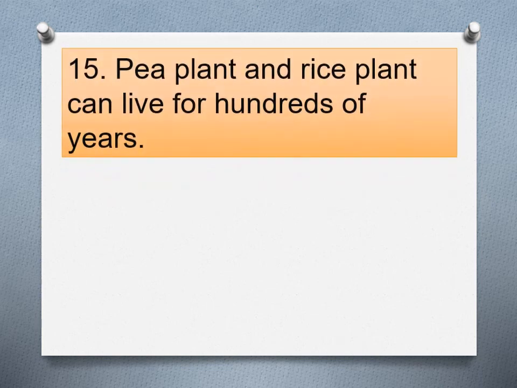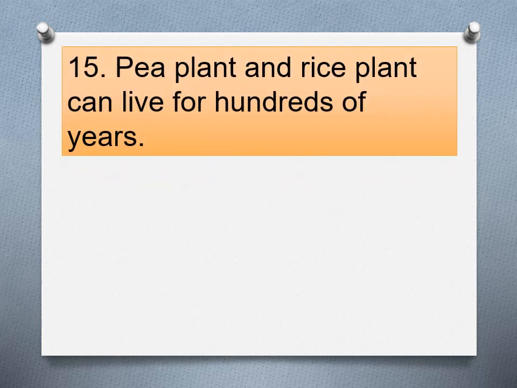And last question for today. Number 15. Pea plant and rice plant can live for hundreds of years. A, true. B, false. So children, can the pea plant and rice plant live for 100 years? No. So this statement is false. Pea plant and rice plant can live only for a few months.